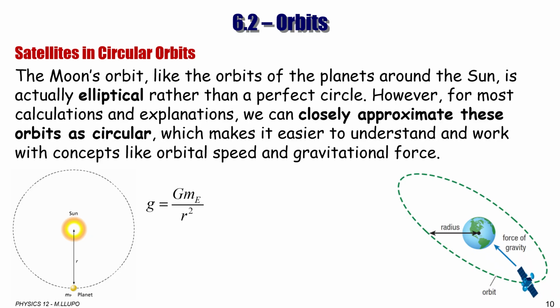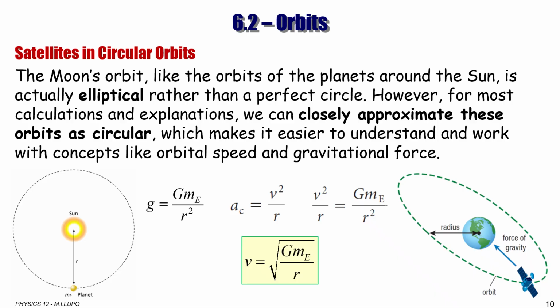Gravitational acceleration is GM over r squared, where M_E is the mass of the Earth. This must be equal to centripetal acceleration, which is v squared over r, based on chapter 3, uniform circular motion. So if they are equal, from here you can solve for v, which is the square root of GM over r.